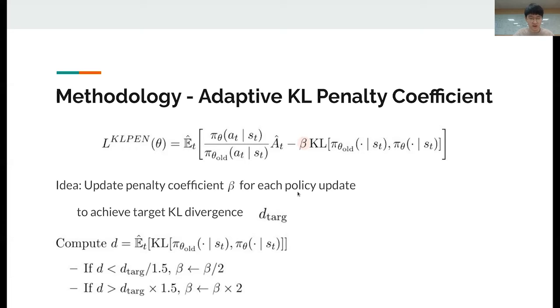We have a target KL divergence, the target, and compare the current KL value with the target value to decide whether the current KL value is large or small. These are the concrete conditions for KL being large or small, and the update of the beta value according to those conditions.